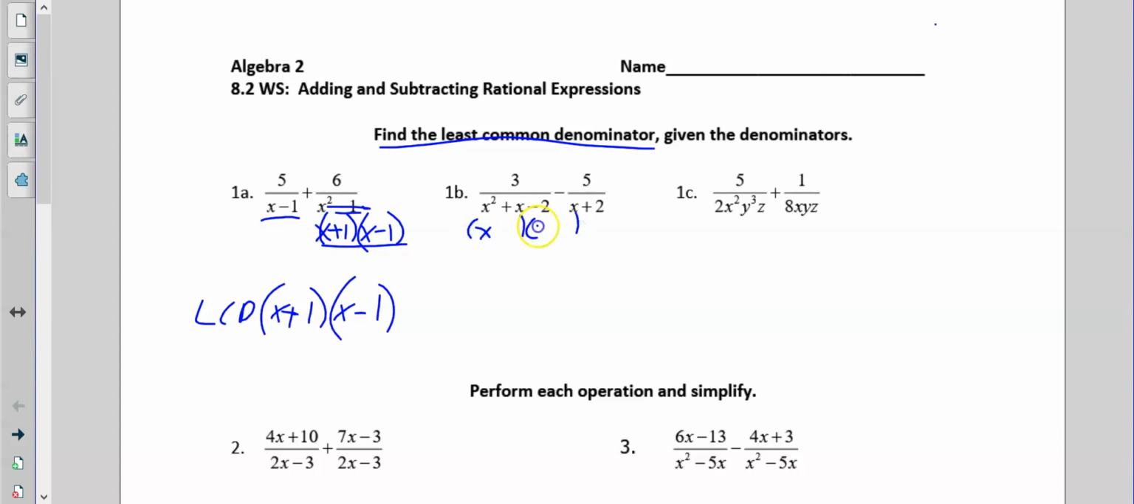We need to factor this. And that's going to be x, that's going to be 2 times 1. We want more positives than negatives. All right? So this one has x plus 2, x minus 1. This one has only x plus 2. So our LCD for this one will be x plus 2, x minus 1.